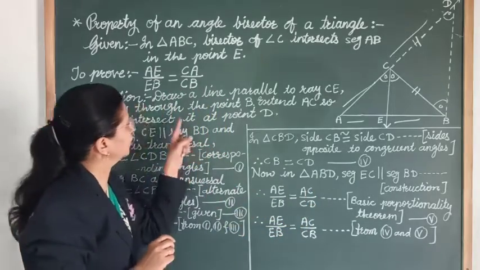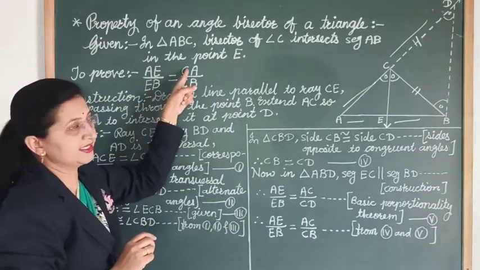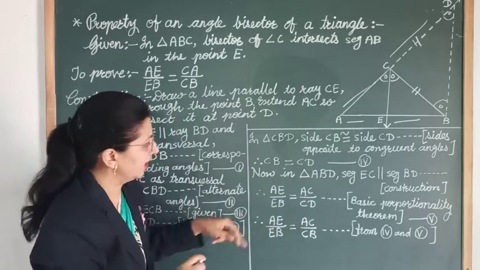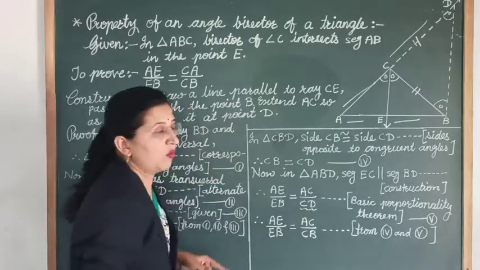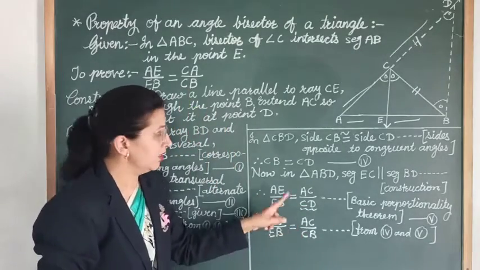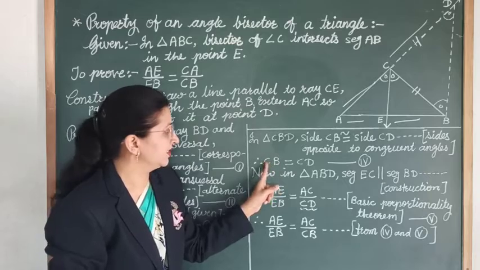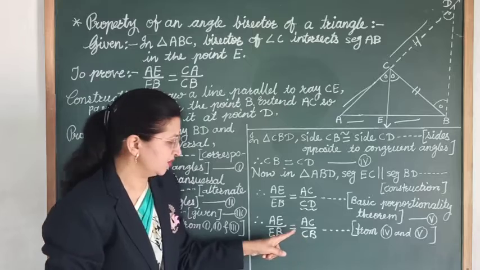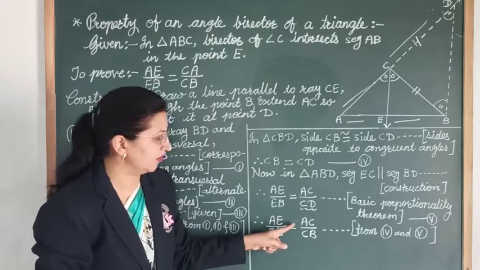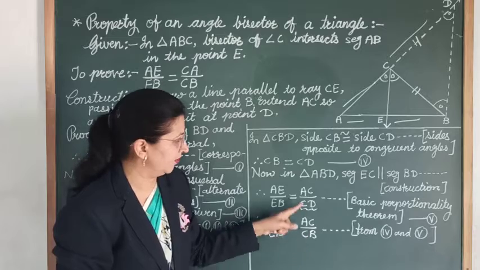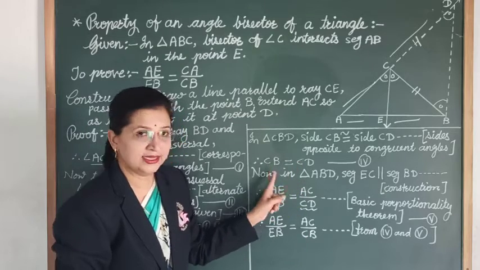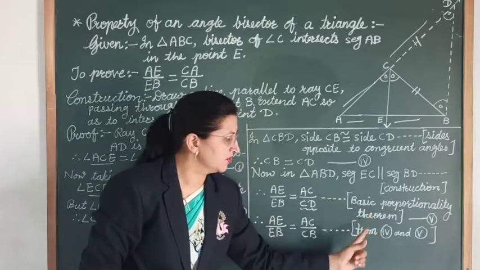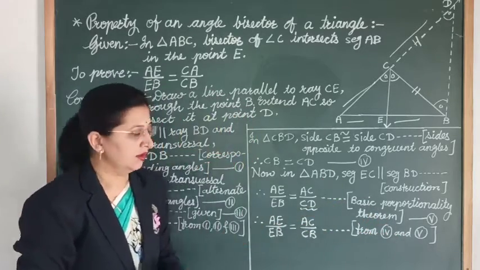So what do we want to show? AE upon EB is equal to CA upon CB. CA or AC, both are the same. Here instead of this CD, we want CB. In the fourth one we said that CB is equal to CD. That's why replace this CD by CB. So in this way AE upon EB is equal to AC upon CB. The reason is from 4th and 5th. From these both statements we have concluded this.